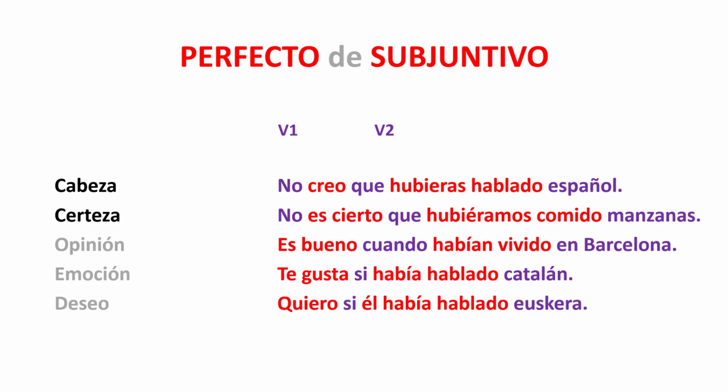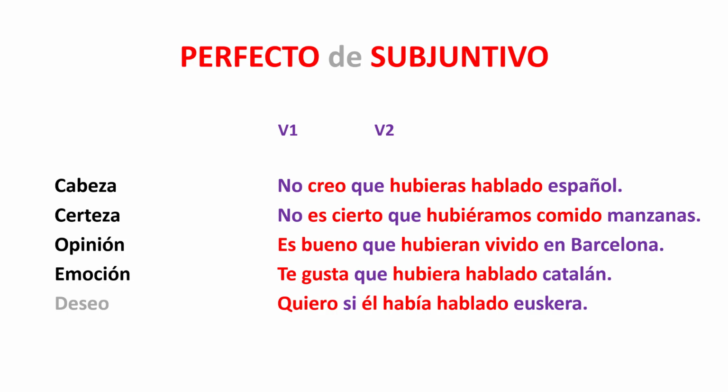For verbs of opinion, es bueno cuando habían vivido en Barcelona becomes es bueno que hubieran vivido en Barcelona. Te gusta si había hablado catalán becomes te gusta que hubiera hablado catalán. Quiero si él había hablado becomes quiero que él hubiera hablado euskera.